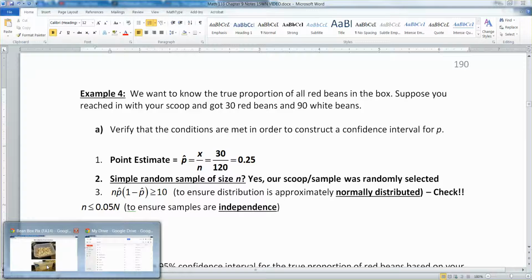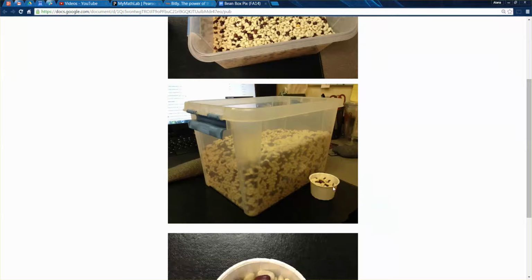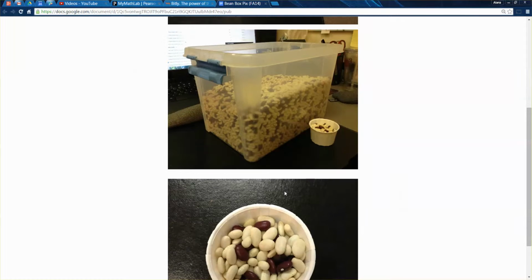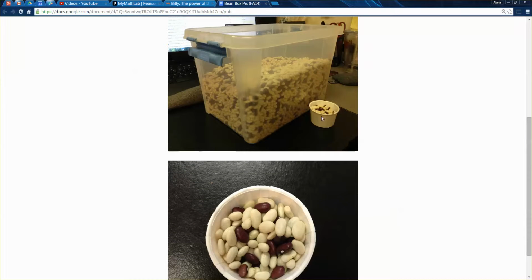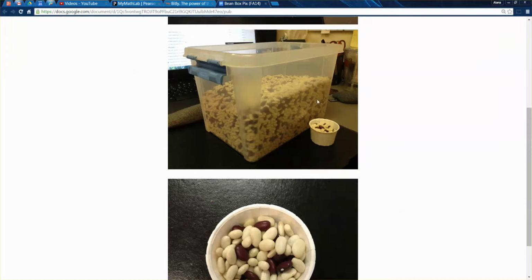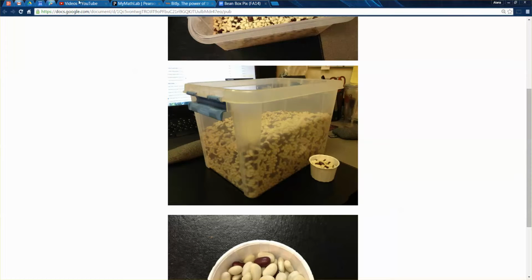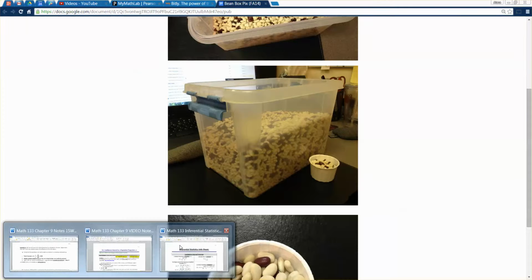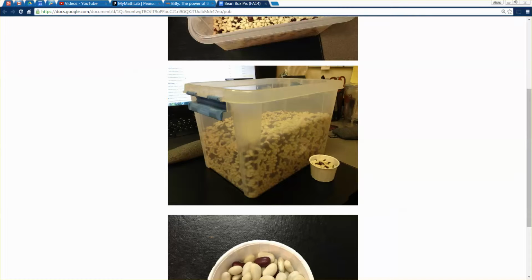So I remind you of the bean box pictures. All I did was take this scoop and just dip it into the beans and pull it out. That was it. I didn't really make anything special out of it. I didn't sit there and pick out all the red ones and plop them into the scoop or anything. That would be a biased sample and that would be unfair. So I did not do that, and therefore we have a random sample.